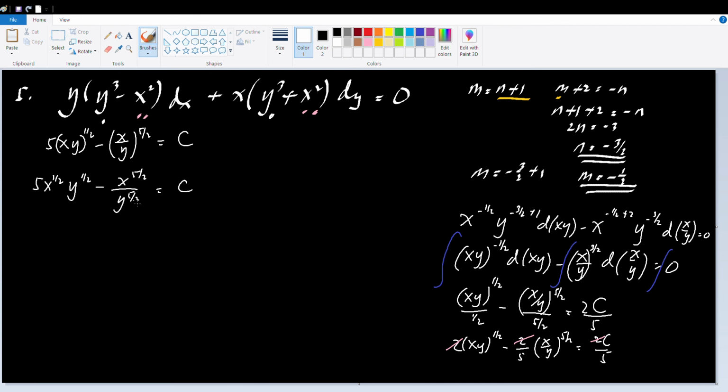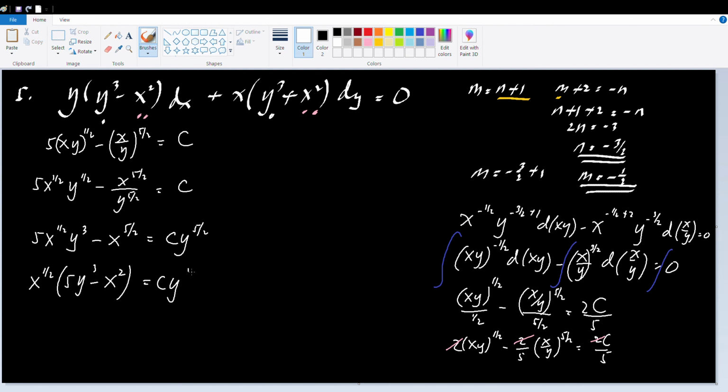Multiply by y raised to 5 halves. So 5x to the 1/2, y raised to 1/2 times y raised to 5 halves, that will be y raised to 6 halves or 3. Okay, 1/2 plus 5 halves is 6 halves or 3, minus x to the 5 halves equal to c y to the 5 halves. Next, we shall factor x to the 1/2. Factoring x to the 1/2 will give us 5y cubed minus x. Take away 1/2 from 5 halves, that will be 4 halves or 2, equal to cy to the 5 halves.